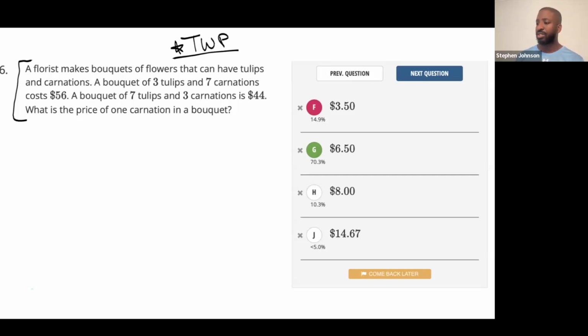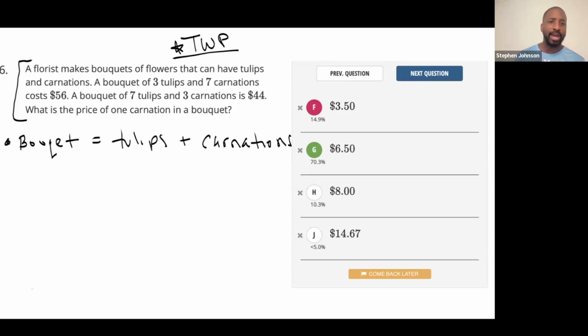So in this particular question, the first sentence says a florist makes bouquets of flowers that can have tulips and carnations. All right, I think I understand what that means. I'm actually going to write down that a bouquet equals tulips plus carnations, right? Like that is my translation of the first sentence. The objective here is that we never have to reread the question. So in essence, this line that I wrote in my notes means that I never have to go back and read sentence 1. Like that's really the strategy here.